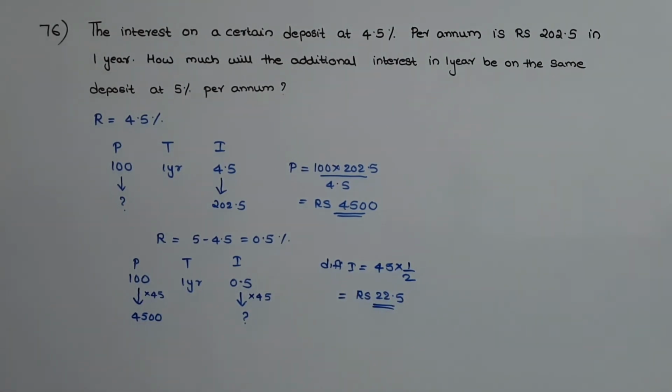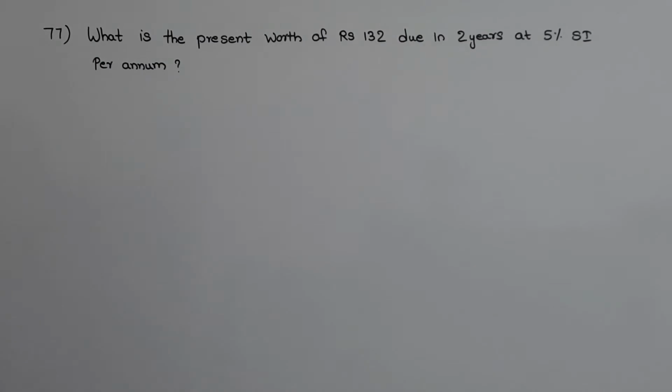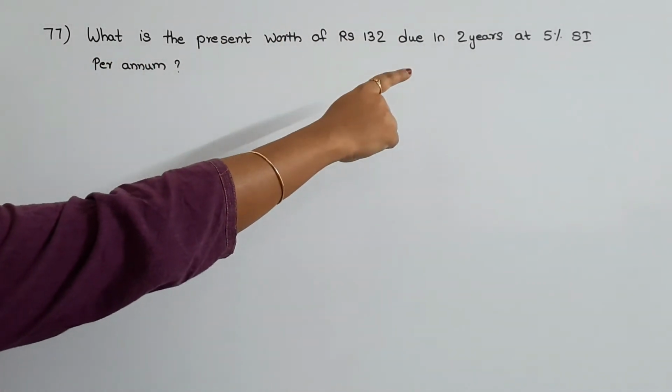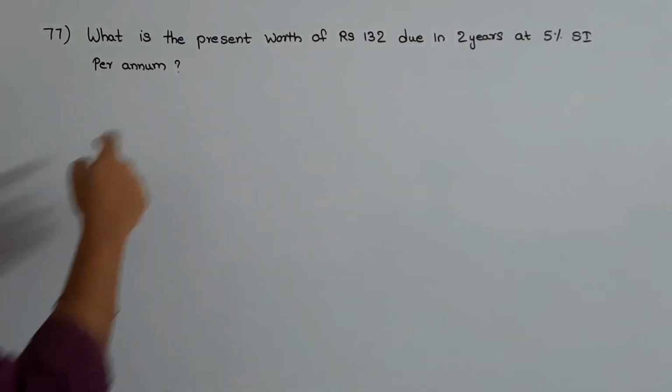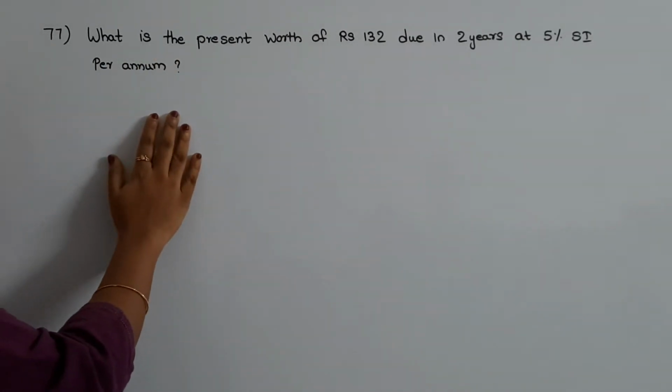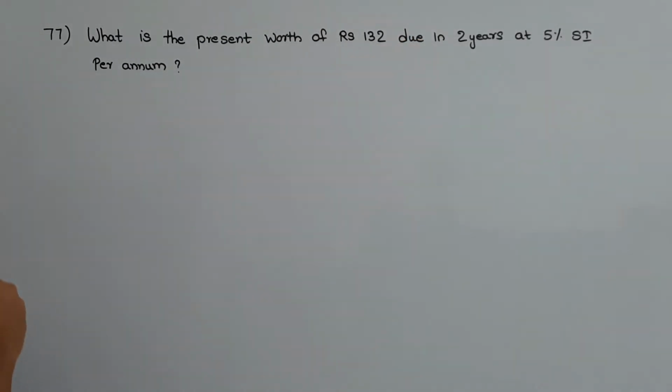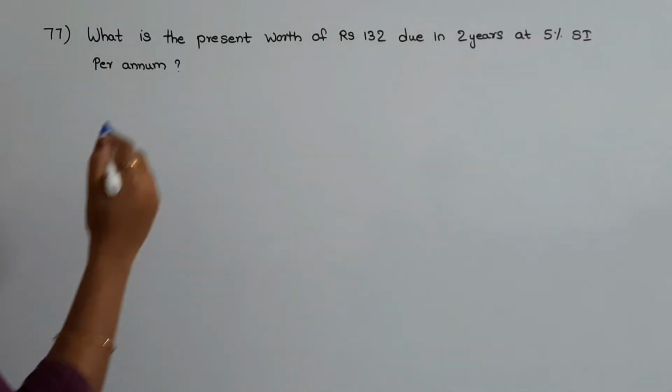So this is the answer. 77th question is, what is the present worth of rupees 132 due in 2 years at 5% simple interest per annum? So in this question we need to find out the principal where the amount, time period and rate is given. So the rate of interest is given as 5%.